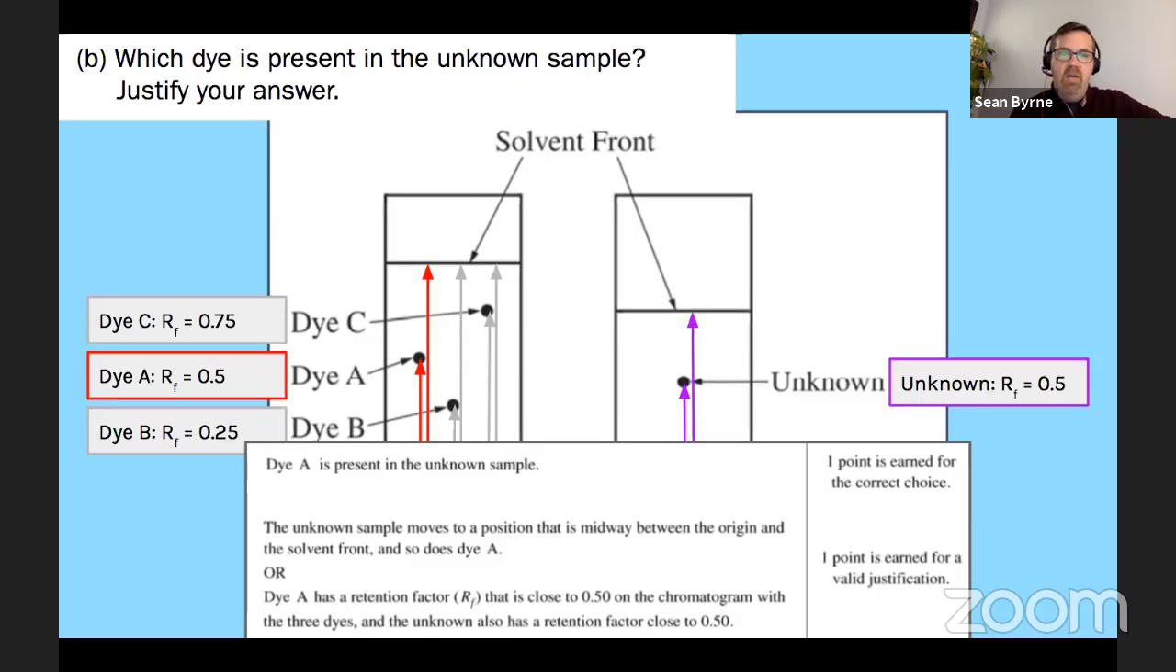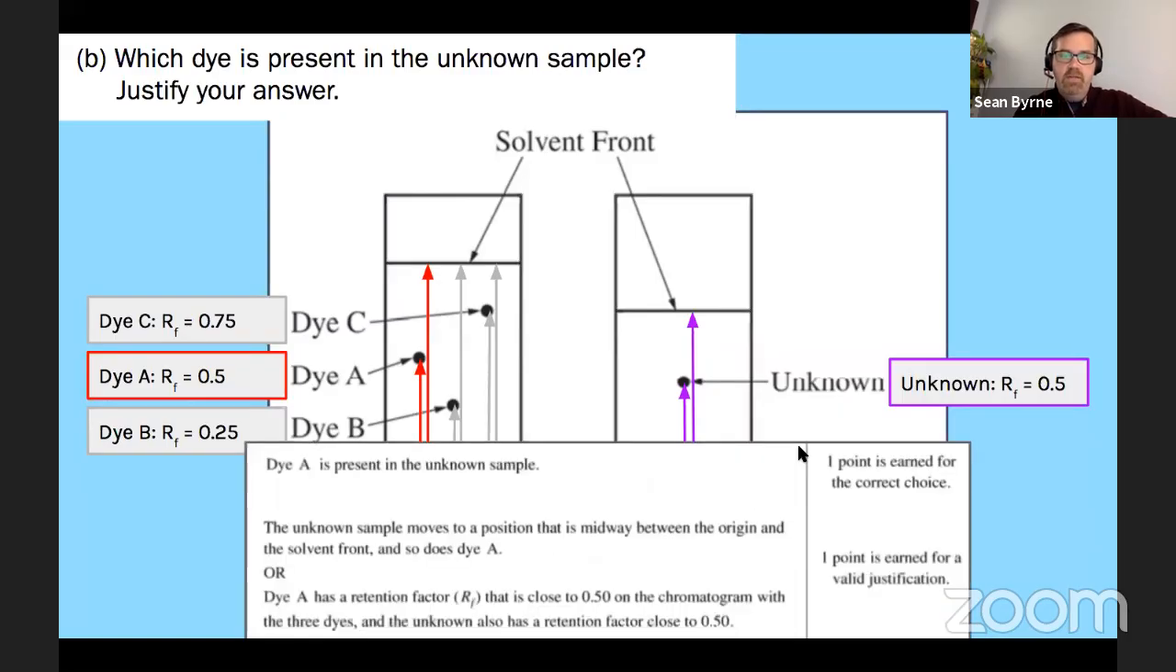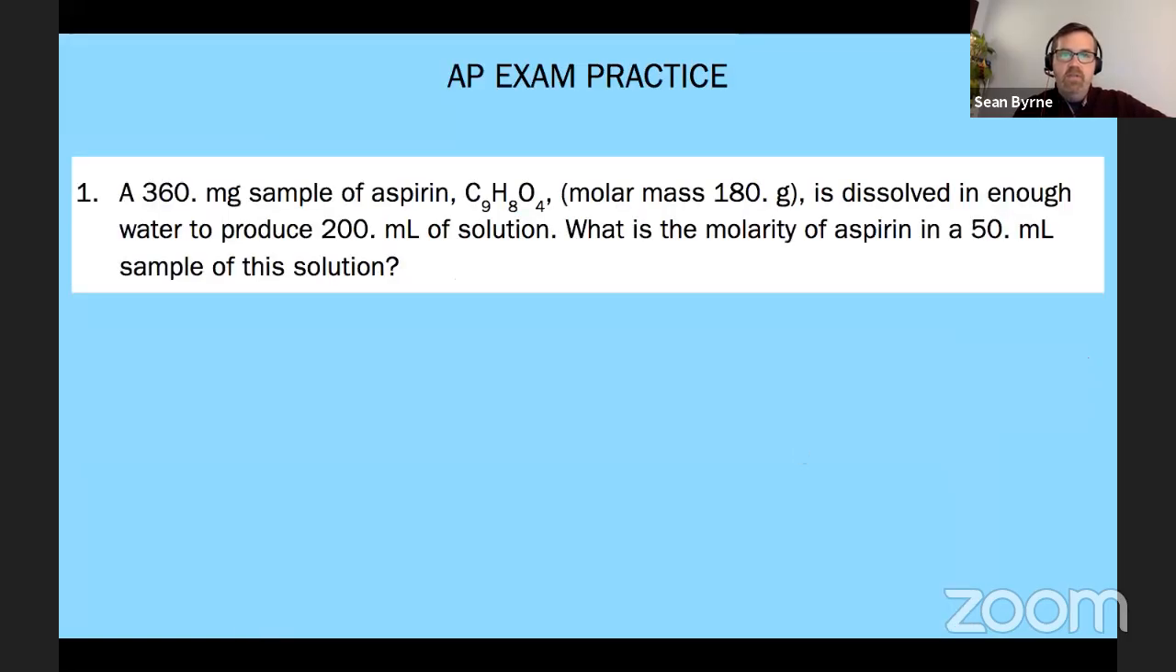And it would have to be in terms of the relationship between the distance traveled from the origin by the unknown and the solvent front. You wouldn't want to say something like, oh, this would keep traveling up, and so this dye would keep coming up, and then it would match up with dye A. That would not be an acceptable answer here. We want something more in line with what we know happens with that retention factor. Okay, so there you go for our first exam or warm-up question.